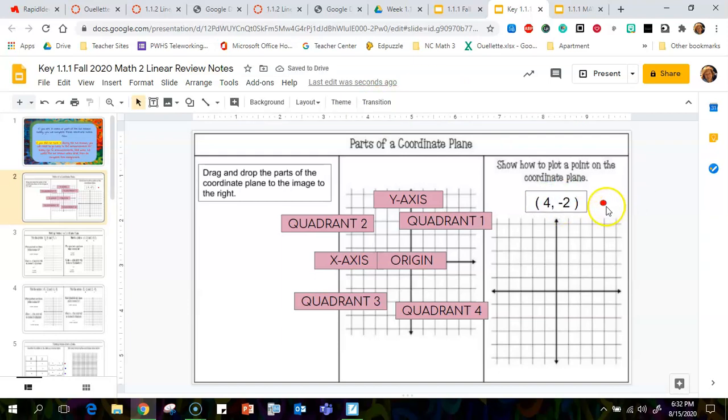Okay. And then what we're going to do is drag this red dot to where 4, -2 would be. So remember, we start right here at the origin. The 4 tells me to go right 4 because that's the X. So we're either going to go left or right. And left is a negative direction. So this would be -1, -2, and so on. So we're going to go right 4 and then down 2 because we're going negative. So that red dot needs to go right there. So go grab that red circle and drag it down to 4, -2. So that's where I want to see that when I look at your notes.